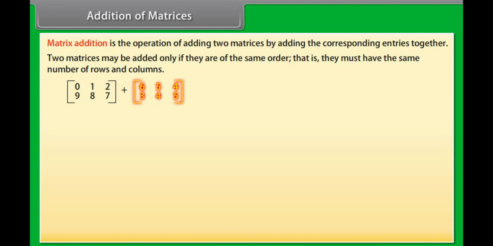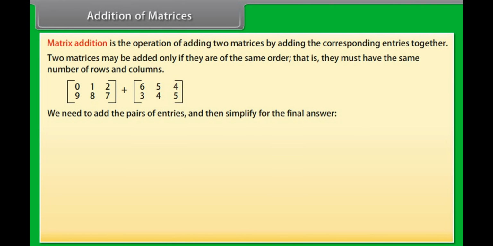Let's add these matrices. We need to add the pairs of entries and then simplify for the final answer. Row-wise, first row 0, 1, 2. Second row 9, 8, 7, plus row-wise, first row 6, 5, 4. Second row 3, 4, 5.